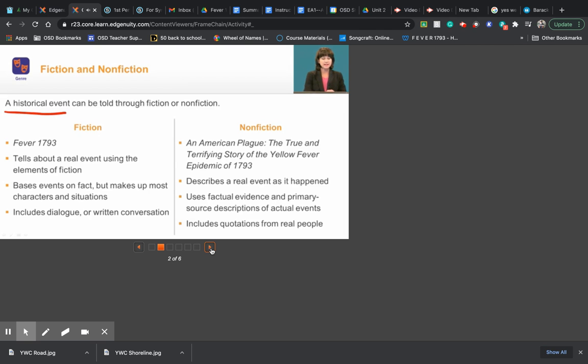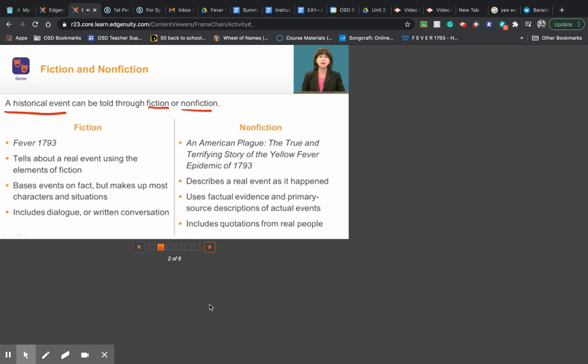A historical event can be told through fiction or nonfiction. Now let's compare fiction and nonfiction by reviewing the fiction and nonfiction text used in this unit to describe the yellow fever outbreak of 1793. In Fever 1793, it tells about a real event using the elements of fiction. It bases events on fact but makes up most characters and situations. It includes dialogue or written conversation.